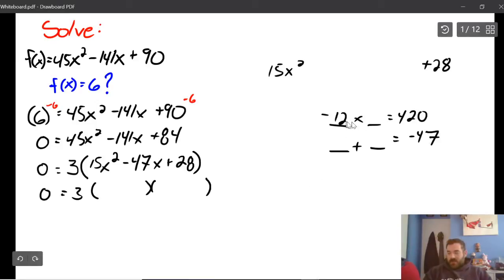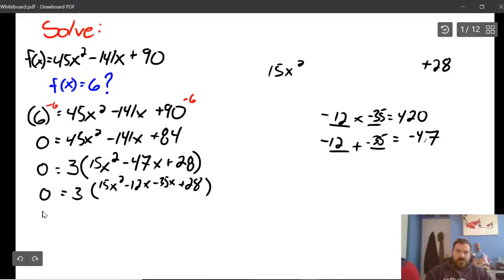Let's say, so negative 12 and negative 35. I know they both have to be negative because they need to add to a negative number, but then they need to multiply to a positive number. So negative 12 and negative 35. So you're going to have 15x squared minus 12x minus 35x plus 28. All right. And I'm going to factor this by grouping. So I'm going to take the 15x squared minus 12x, I'll put those in a group, plus negative 35x plus 28.